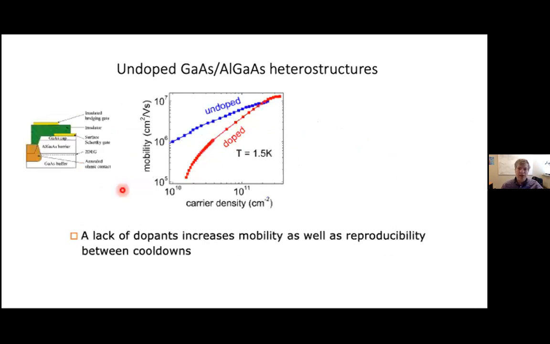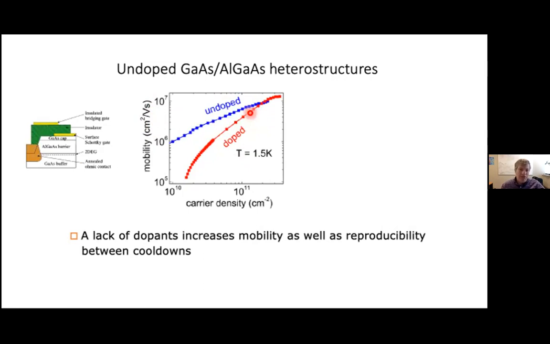Well, the first advantage is higher mobility and better device reproducibility. So here's a comparison of the electron mobility measured in experiments versus electron density for 2 heterostructures that are nominally the same, except for one being doped and one being undoped. Now, let me first say that mobilities in the conventional doped heterostructures like this are already very high to begin with. I mean, if you look at the mobility in centimeters squared per volt second, it's already in the range of over a few million. And so, of course, that's already a very high mobility.